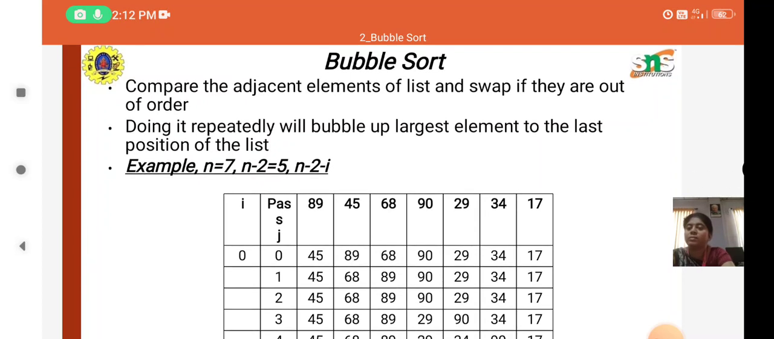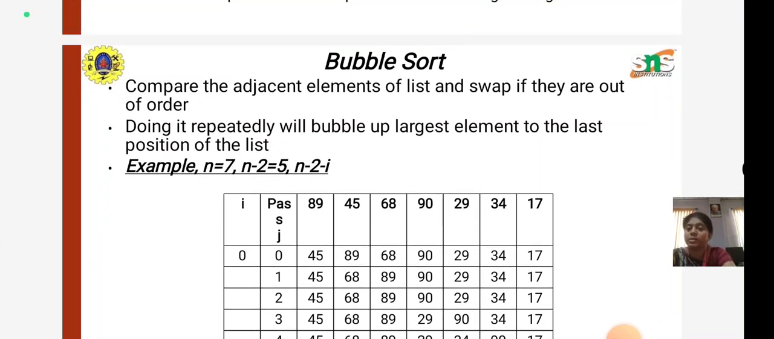So sorting is nothing but arranging values in a specific order. It may be ascending order or descending order. Now we will see about bubble sort, and we are going to do this sorting in ascending order. We compare the adjacent elements of the list and swap them if they are out of order. This is done repeatedly until we get the sorted elements.